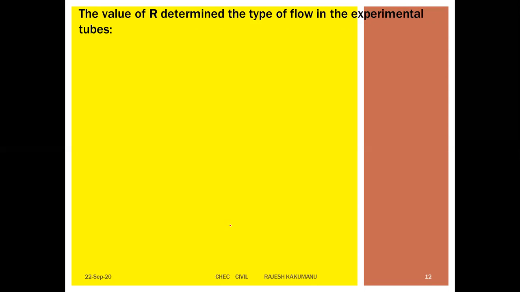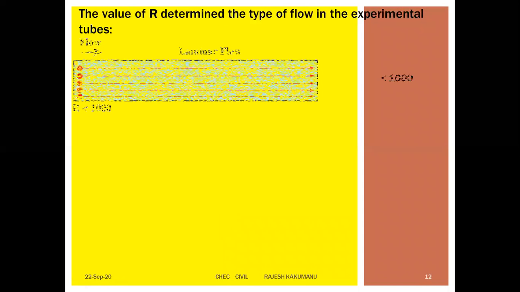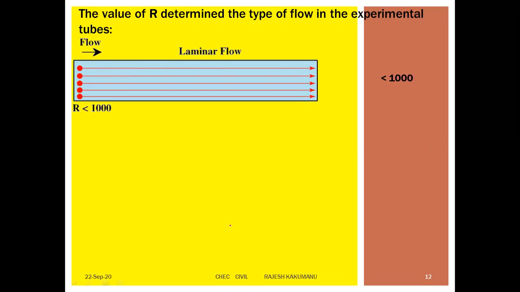Next one, the value of r determines the type of the flow in the experimental tubes. So whenever we have found out the r, we have to write some number. Whenever you have seen through the experiment, we are having some sort of numbering, some range. So beyond this one there is one type of flow, below this one this is one type of flow. Like this you are having some sort of numbers.